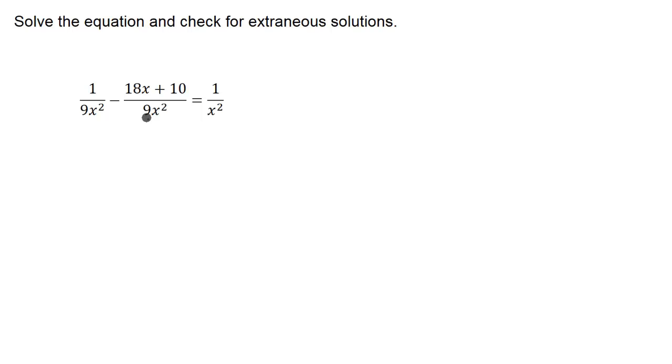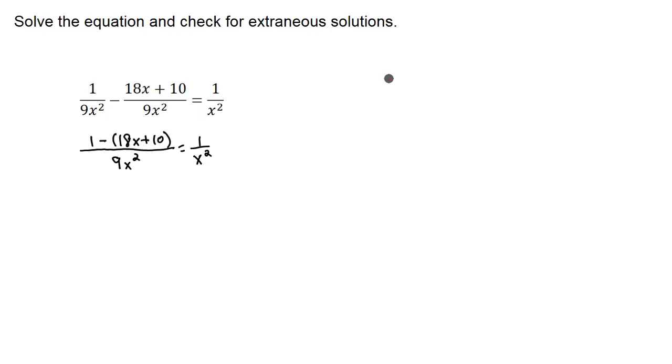And because we have common denominators, it makes it a little bit easier because we could just deal with the numerators. We could take 1 and then subtract 18x plus 10 from it. So there we go. We've got 1 minus, and then this binomial in parentheses. And I kept it in parentheses just to show that we have to subtract both of them. We're not just taking away 18x.